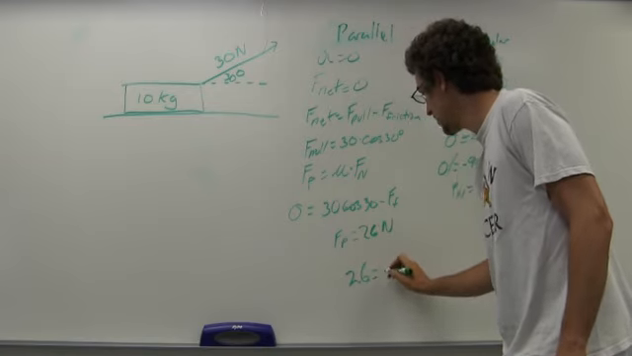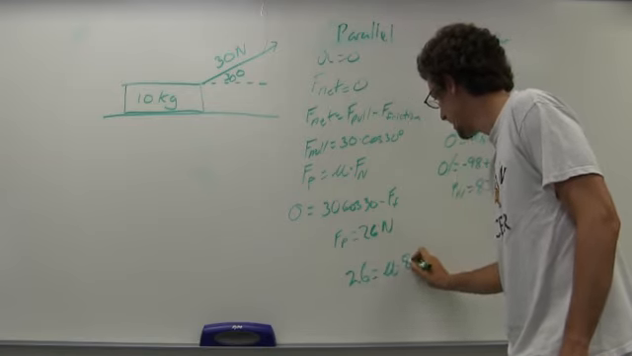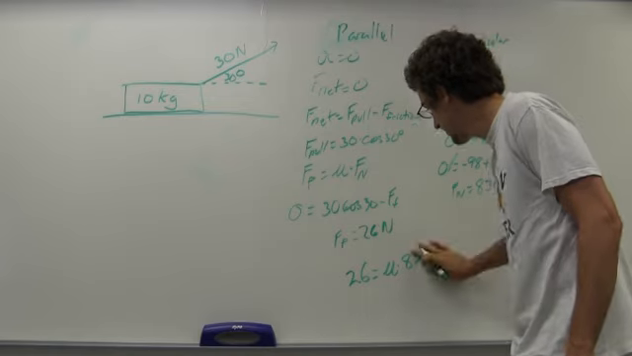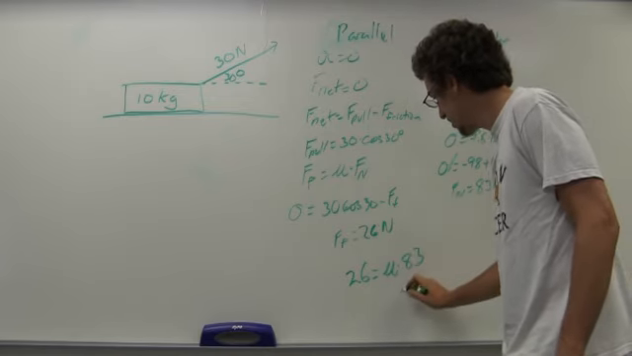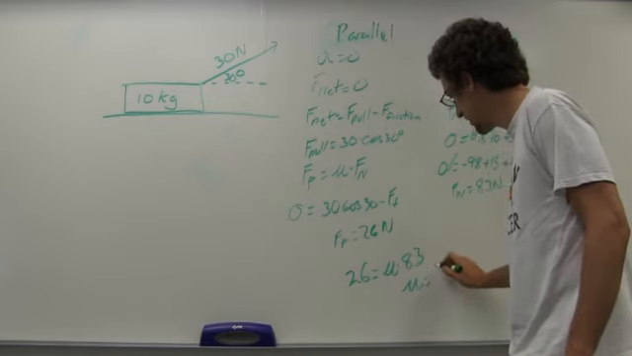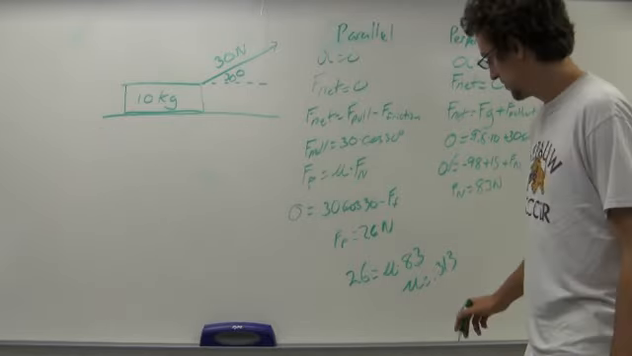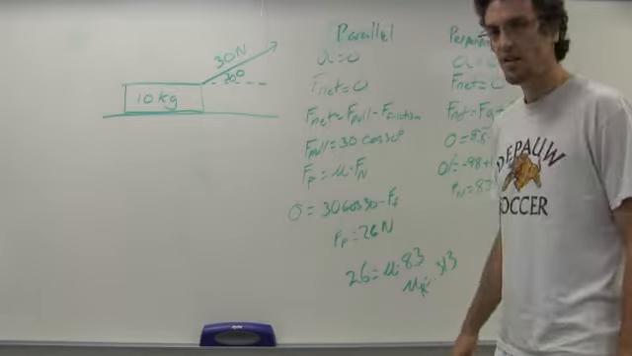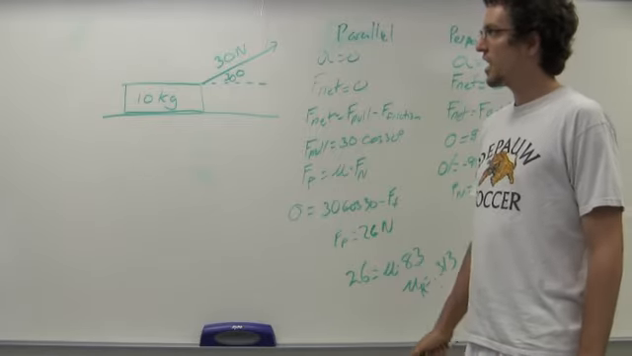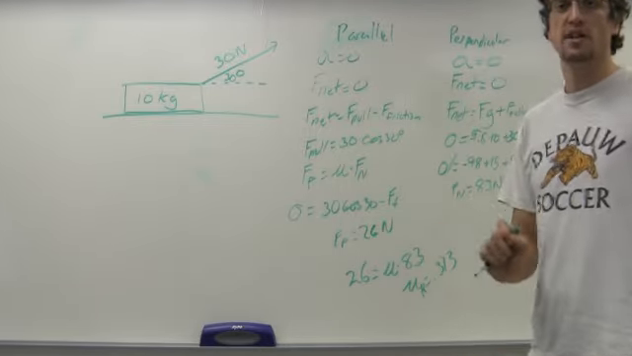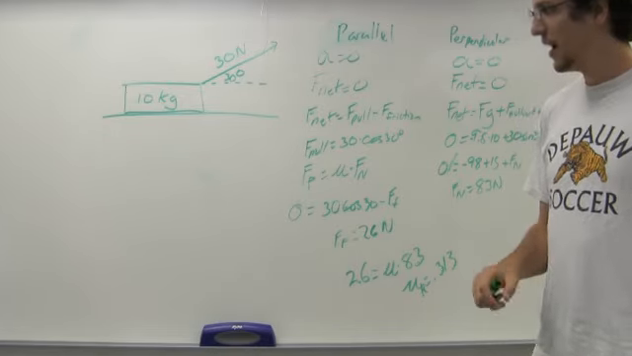Now that we know that, we can plug it back into our frictional force side, and we have 26 equals mu times 83, and we should get mu is equal to 0.313. And that is the value of kinetic friction, I should put mu k, that it would take for this scenario to have no acceleration while sliding. Alright, that's it.